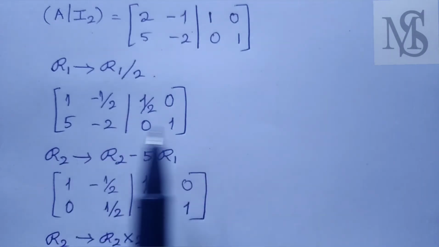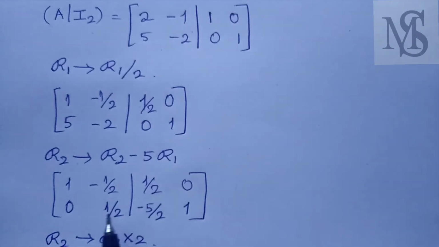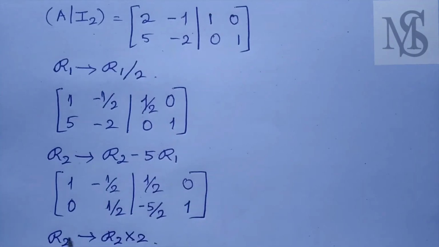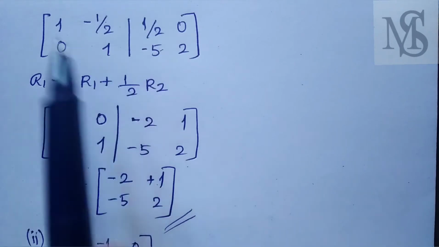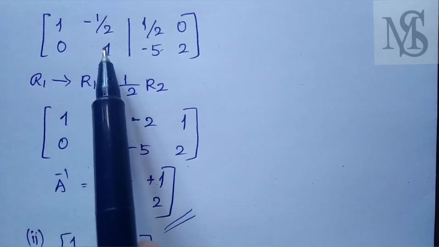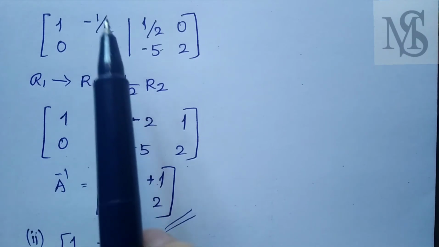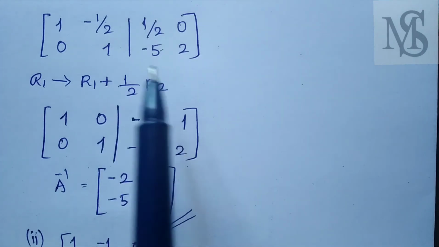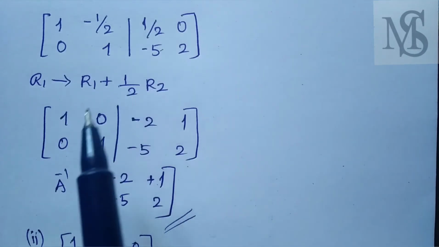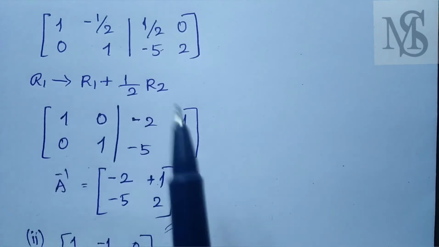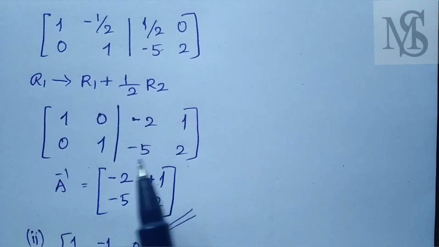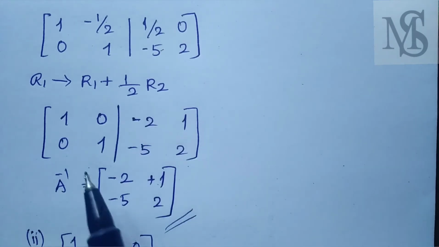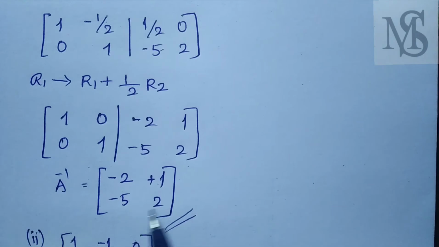Same as it is, we have to substitute everything in the rule and change the matrix. Again R2 tends to R2 into 2, we are multiplying R2 by 2. After multiplying, we are getting a matrix like this. In this matrix, you see 1, 0, 1, and here it should become 0 to become the identity matrix. So we are changing R1 tends to R1 plus 1 by 2 into R2. If we substitute the R1 values in this rule, we get the answer like this 1, 0, 0, 1, and this matrix is changed as minus 2, 1, minus 5 and 2. This matrix is known as A inverse. A inverse is equal to minus 2, 1, minus 5 and 2.